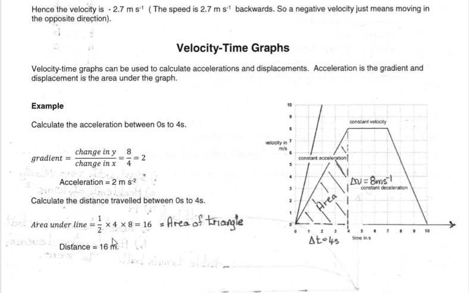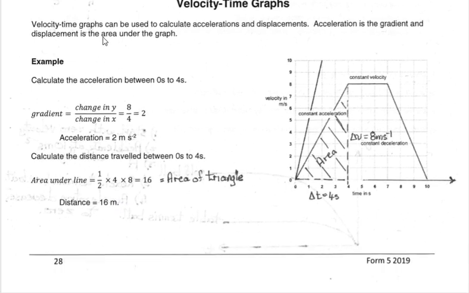So that's distance time graphs. How about velocity time graphs? So velocity time graphs can be used to calculate accelerations and displacements. Acceleration is the gradient and displacement is the area under the graph. For example, calculate the acceleration between 0 to 4 seconds.